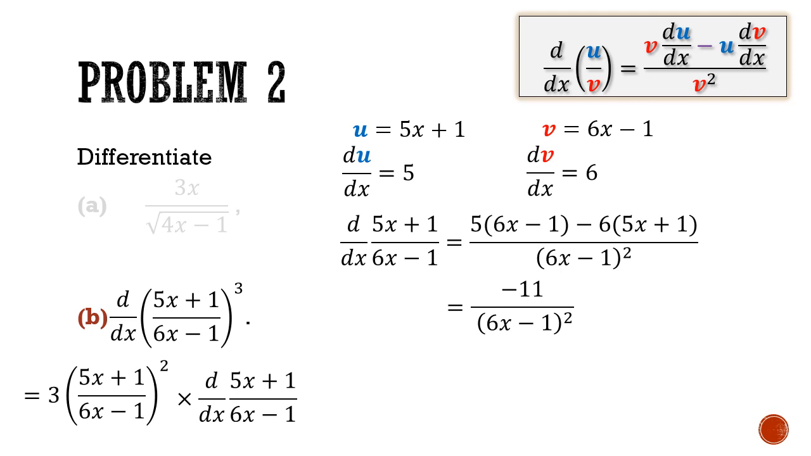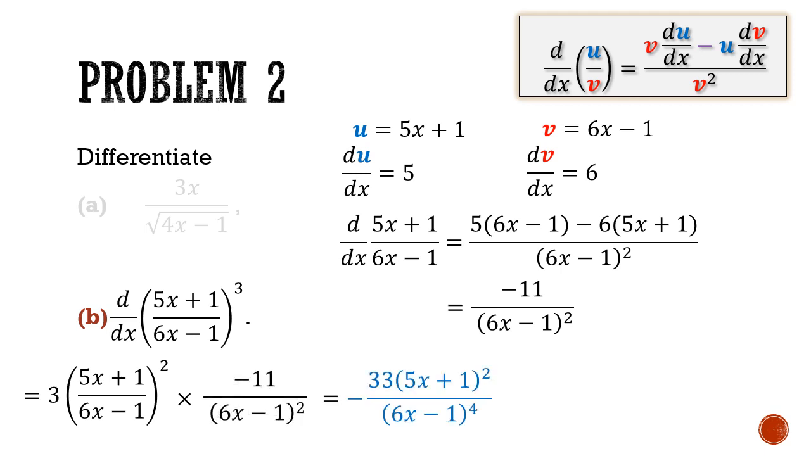So now that I've differentiated the algebraic fraction, I'll just have to multiply them all together and get my final answer of negative 33 times 5x plus 1 squared over 6x minus 1 to the power of 4. So this in total will be our final answer.